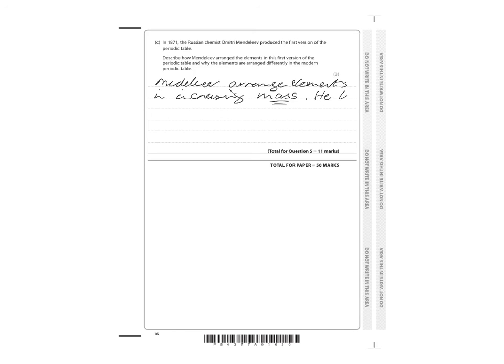He left gaps for elements that hadn't been discovered, and he also switched elements. He switched elements so they fitted properties in columns, so that their properties in the columns fitted. Now that's what Mendeleev did.